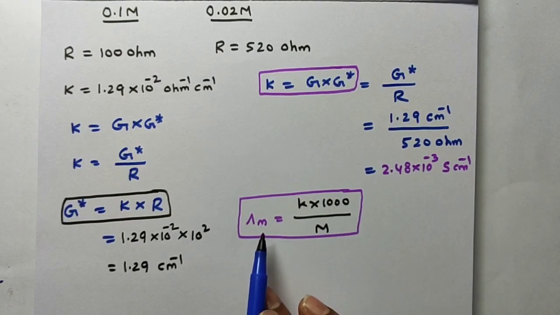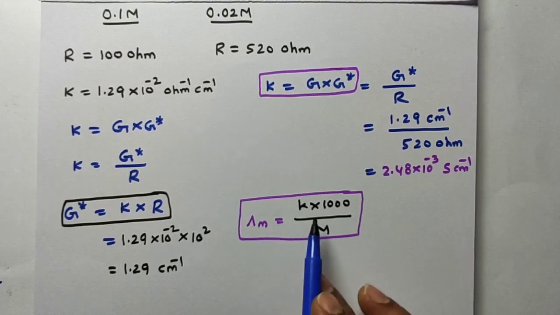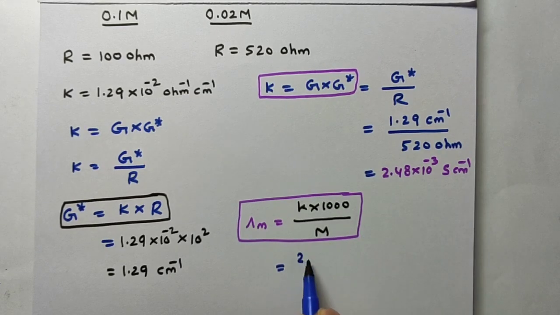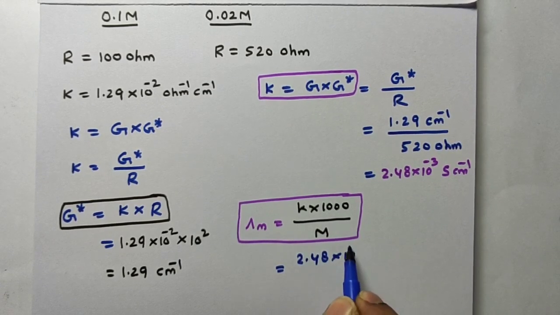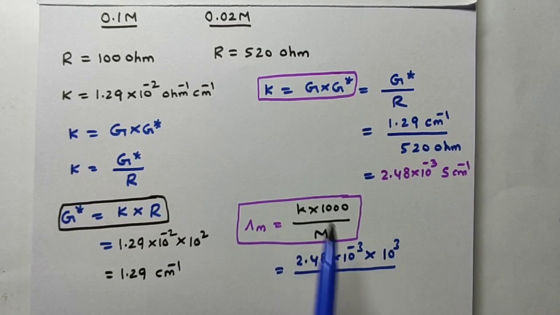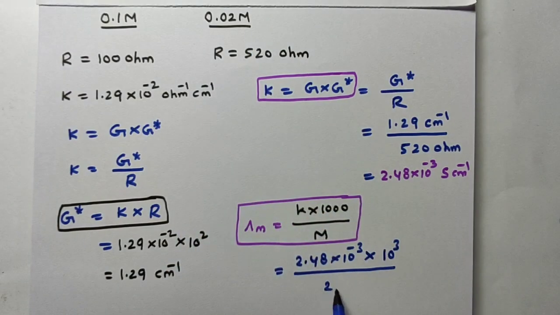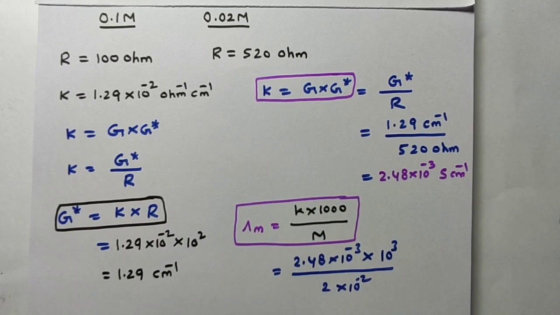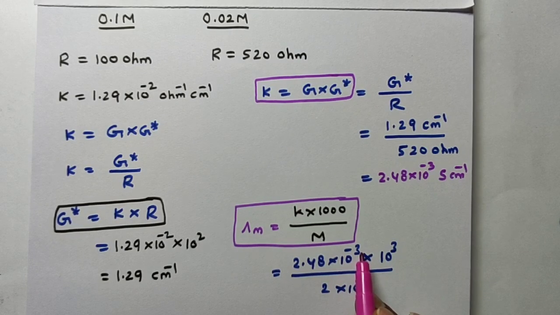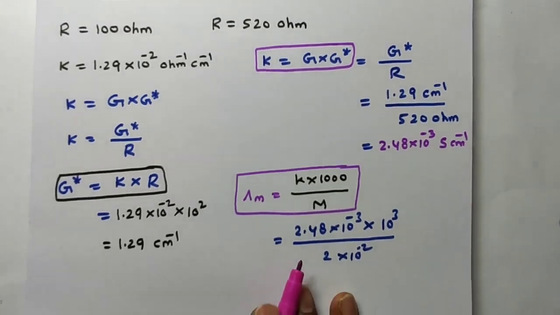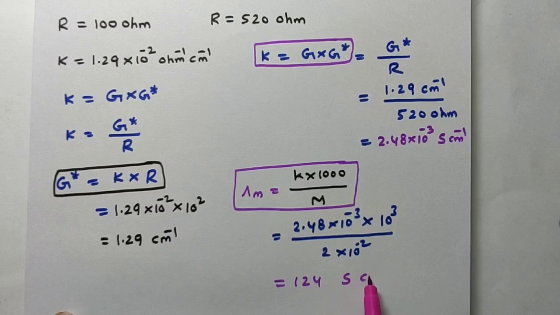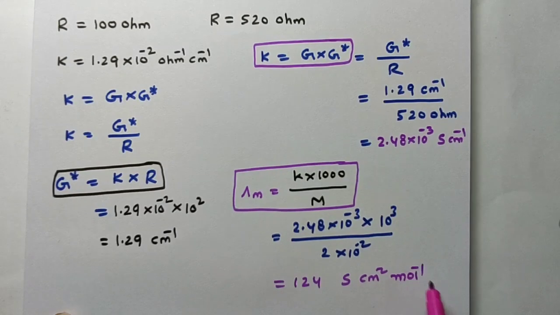Next we find lambda m, molar conductivity, equals kappa into 1000 divided by molarity. We found the conductivity just before, 2.48 into 10 power minus 3. 1000 we can write as 10 power 3, divided by the molarity, 0.02, nothing but 2 into 10 power minus 2. These cancel, and 10 power minus 2 goes up as 10 power plus 2, giving 248 by 2, which is 124 Siemens centimeter square mole inverse. Understood?